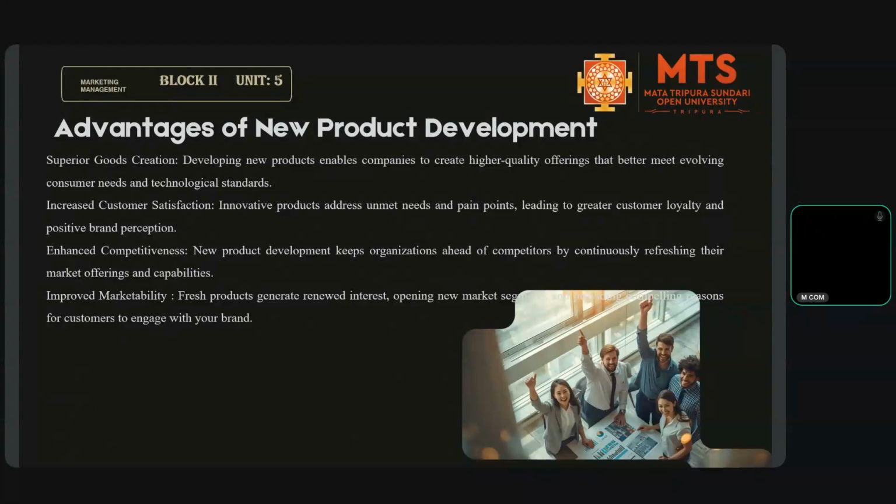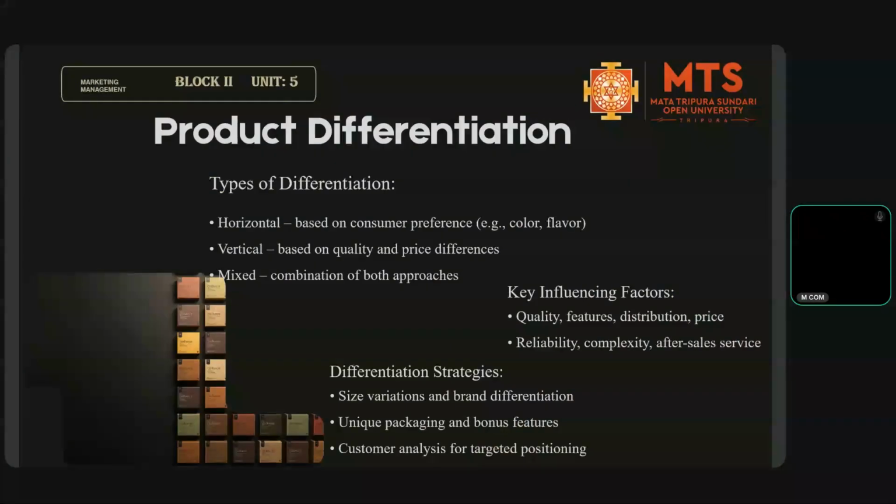And this is the reason that customers will engage with your particular product. So here is product differentiation. Products are divided into three types of differentiation: horizontal product, vertical product, and mixed product. Horizontal products are based on customer or consumer preference, but vertical products are based on quality and pricing of the product. Mixed is a combination of both horizontal and vertical.